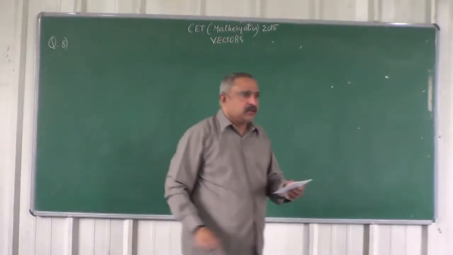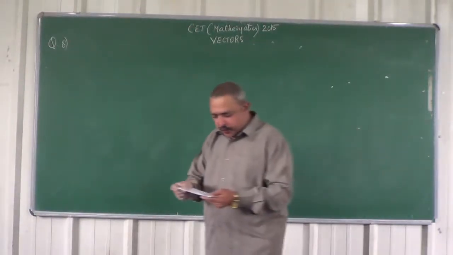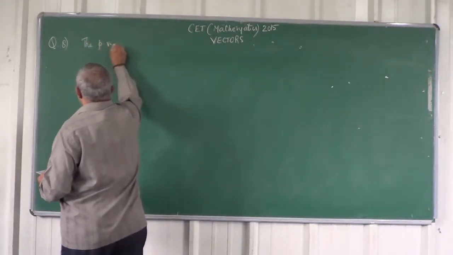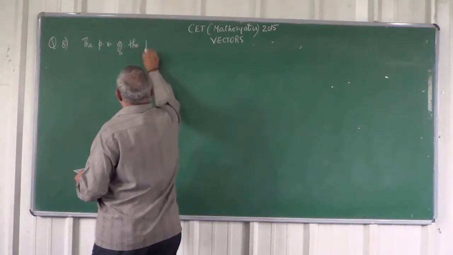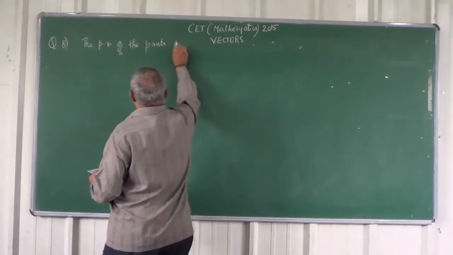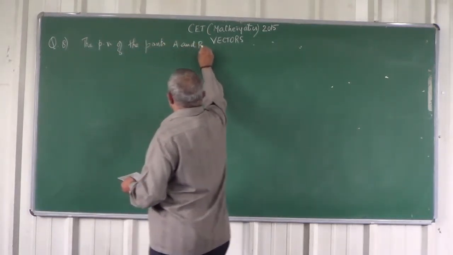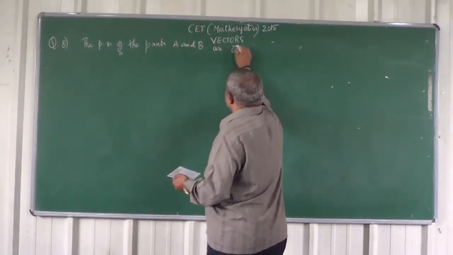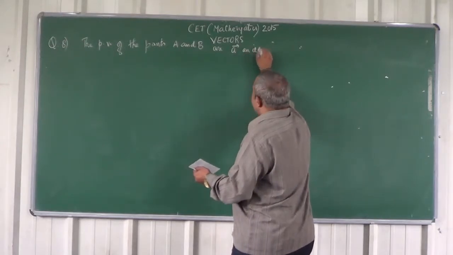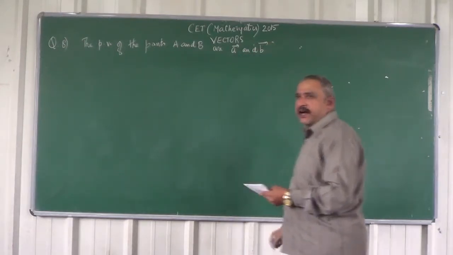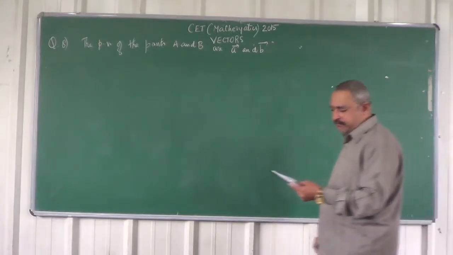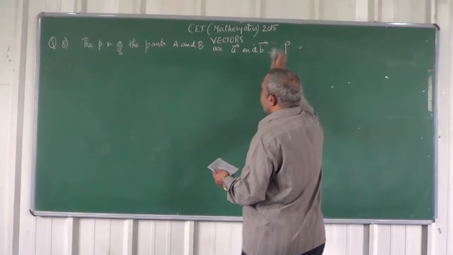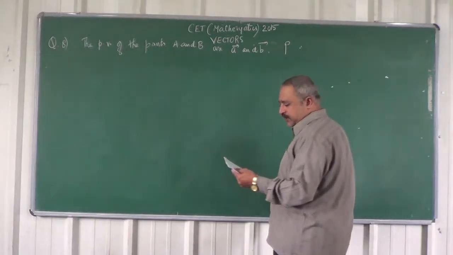Question now. Write down the question. The position vectors of the points A and B are vector A and vector B respectively.